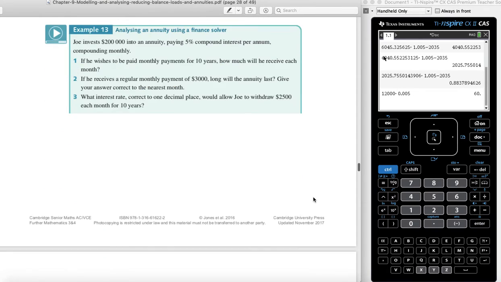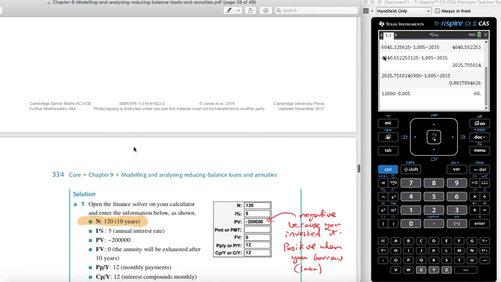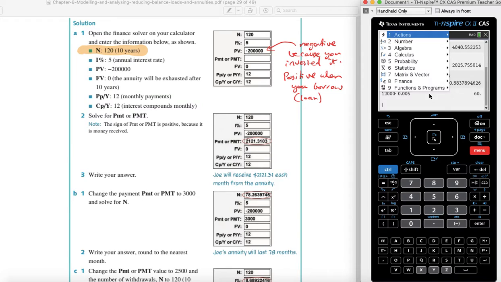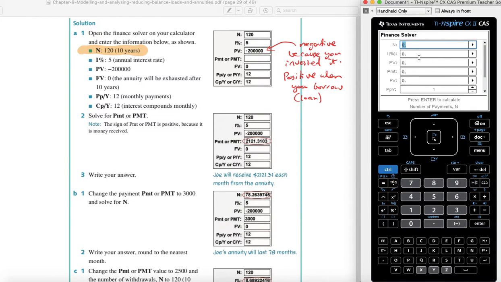Let's have a look at this question here. Joe invests $200,000 into an annuity, paying 5% compound interest per annum, compounding monthly. If he wishes to be paid monthly payments for 10 years, how much will he receive each month? I'm going to take you straight down here. Finance solver: remember to find that, menu, finance, finance solver. He's investing $200,000, so this is why it's a negative. That's his money in there.